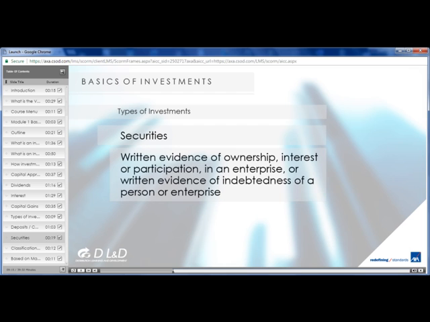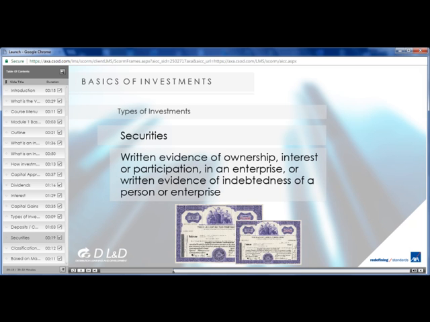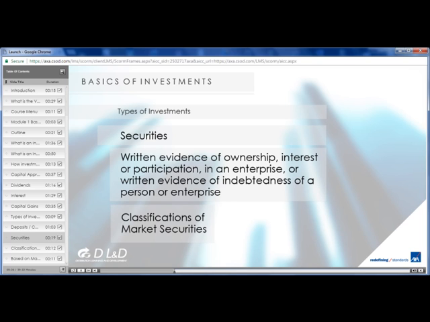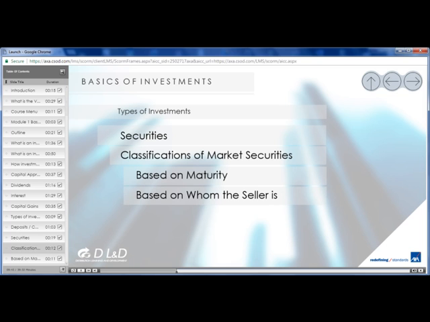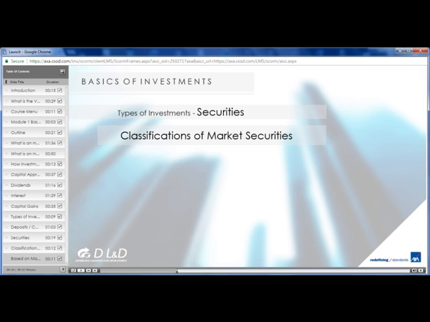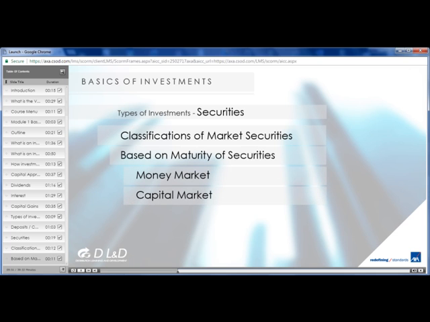Securities. Written evidence of ownership, interest, or participation in an enterprise, or written evidence of indebtedness of a person or enterprise. In this section, we will look at classifications of market securities and the different types of securities. There are two aspects to the classifications of market securities: a classification based on maturity and a classification based on who the seller is. Classifications of market securities based on maturity come in two forms: money market and capital market. Move on to learn more.